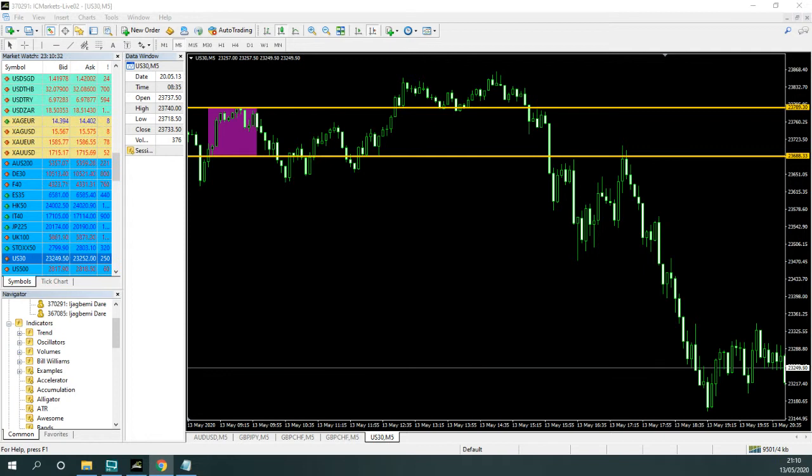Keep fit, keep safe, and when you trade, make sure you use your stop loss all the time. And make sure you protect yourself. Don't let your winners turn into losers. And the last advice is about how you define your lot size.